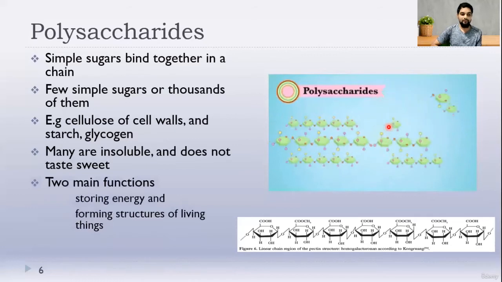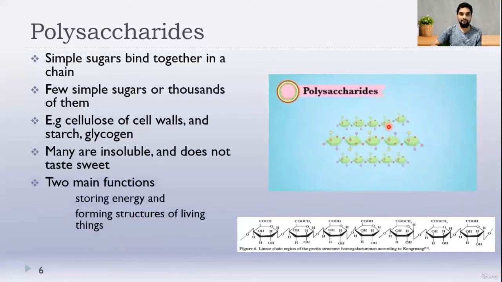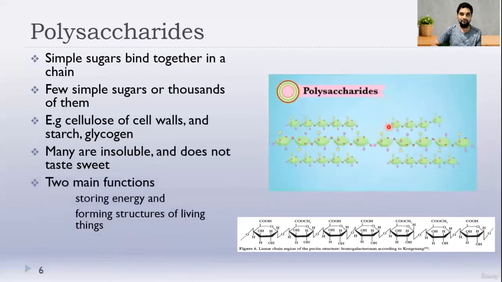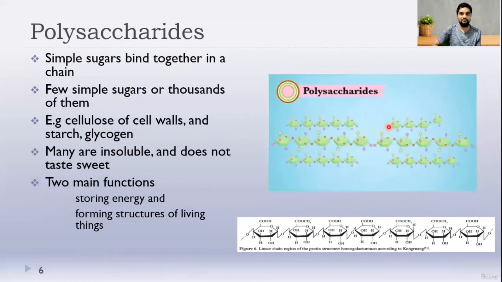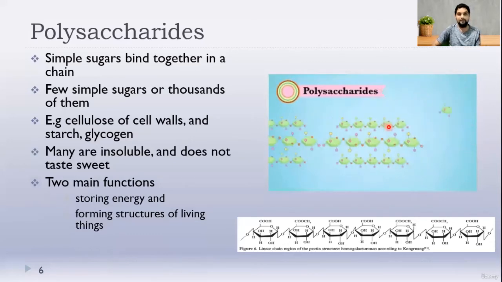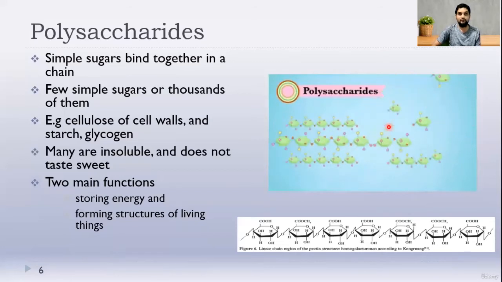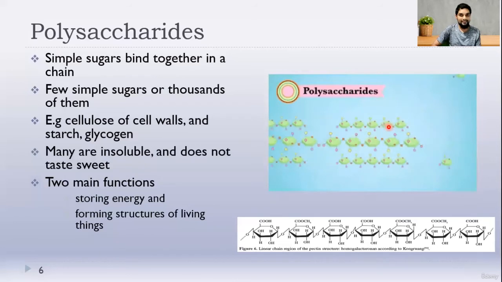They have two main functions. They store energy. For example, starch stores energy for the plant. So when the plant needs that energy later on, the starch will break down into monosaccharides, and it will be used for respiration. Similarly, in humans, we store our glycogen, and that glycogen will break down into glucose when we need that energy.